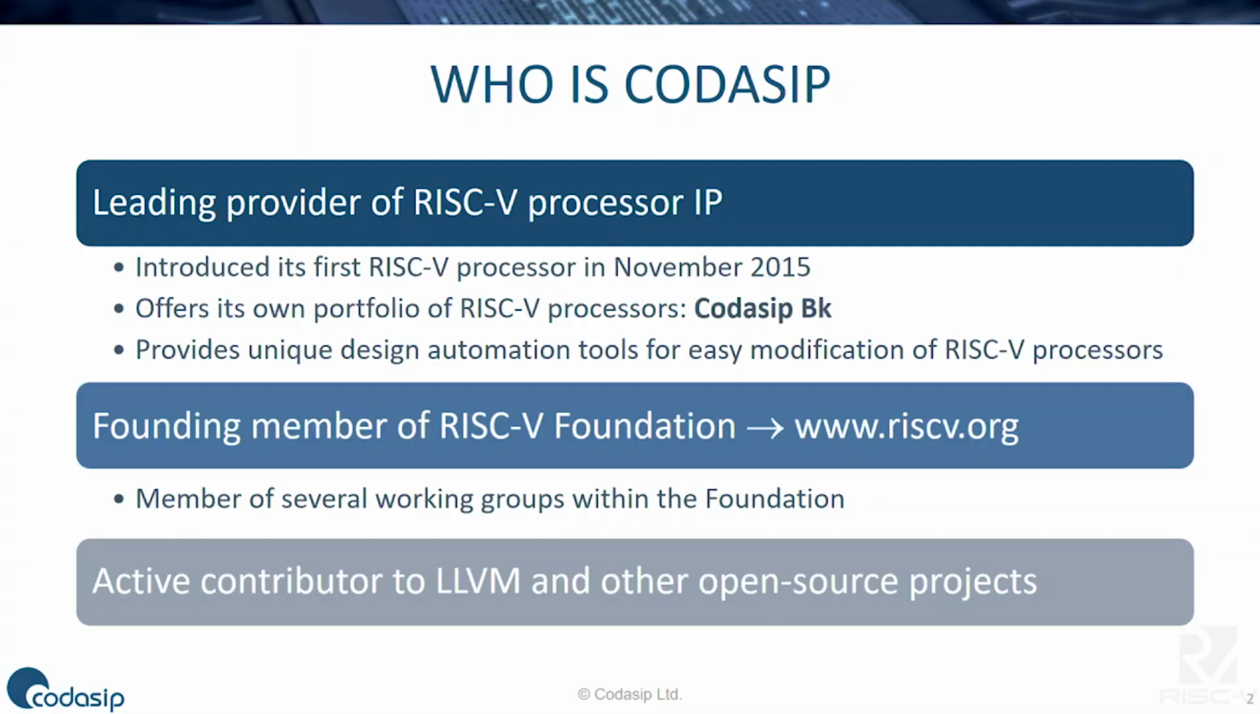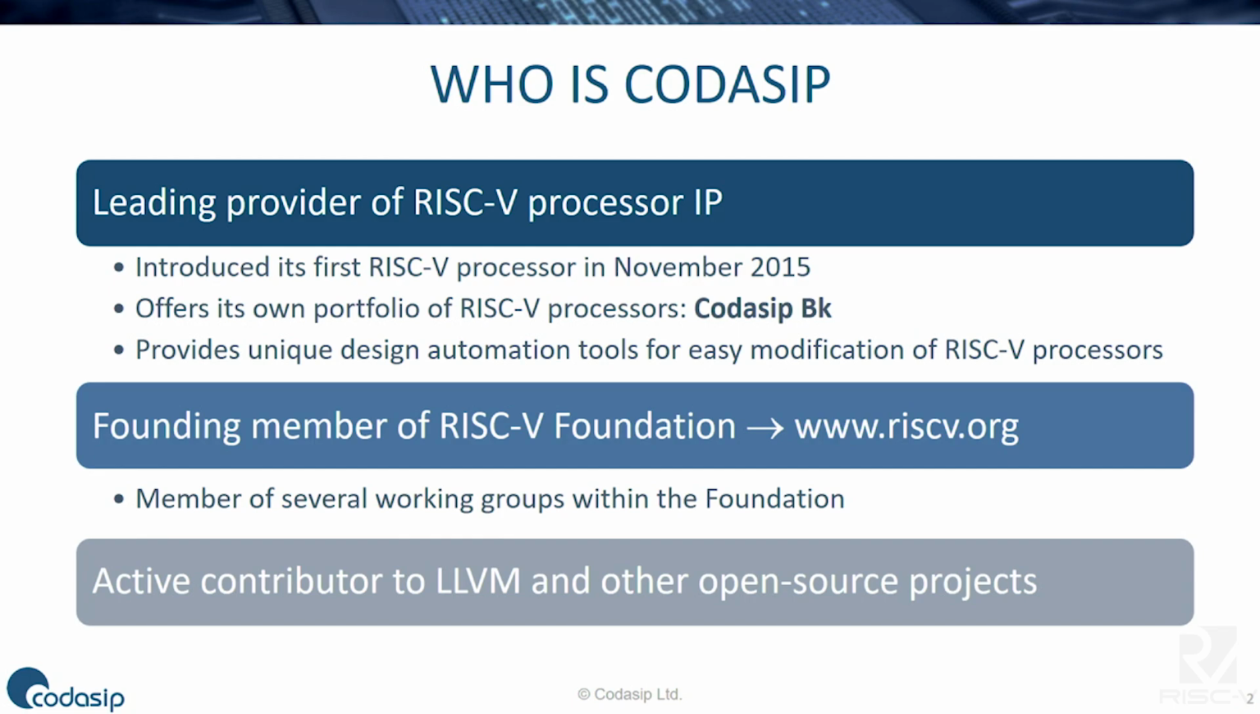So who are we? Well, we are CODASIP, founding members of the RISC-V Foundation. We joined in 2015. We also introduced our first RISC-V core that year. And since then, we've developed the family we call CODASIP Berkelium, as a tribute to the Berkeley guys who actually came up with RISC-V, right?